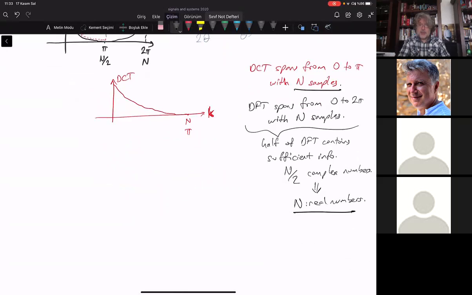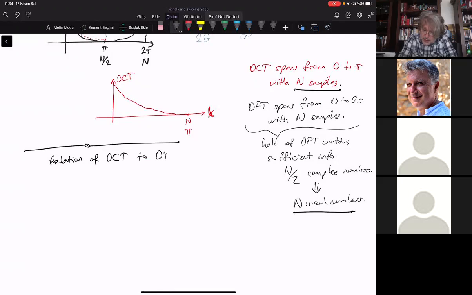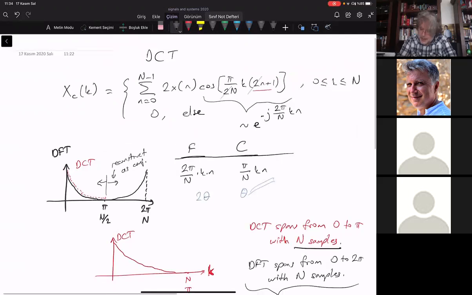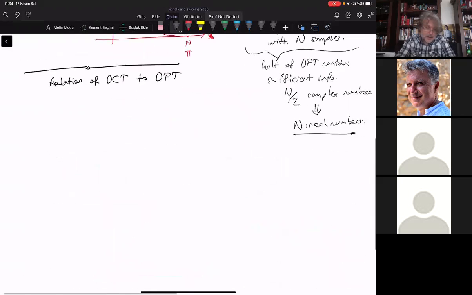Now, to give you an analogy between how to implement discrete cosine transform using discrete Fourier transform, I want to give you some side information. So the relation of DCT to DFT, or you can think of it like this. If you have a machine that is capable of evaluating DFT, using that machine, will you be able to evaluate the DCT, whose formula is given here? Is it possible to do that? And the answer is a yes. And the relation is like this.